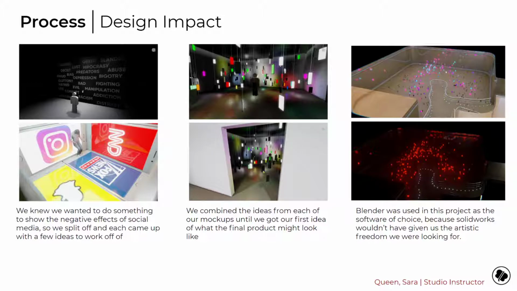And then finally, a little bit into the process of making this, we knew we wanted to do something with social media, and we both had a lot of ideas of what we could do. So to start off, we actually just split, and we each came up with a couple of ideas and made some mock-ups. They were pretty different from each other. My first idea was to do a large art mural on a wall that would show tunnel vision, only focusing on good or on bad.